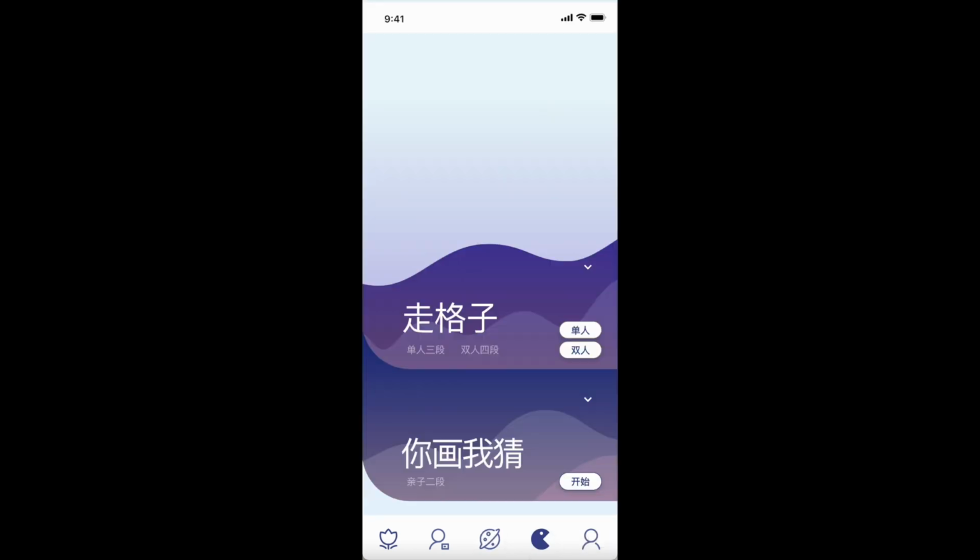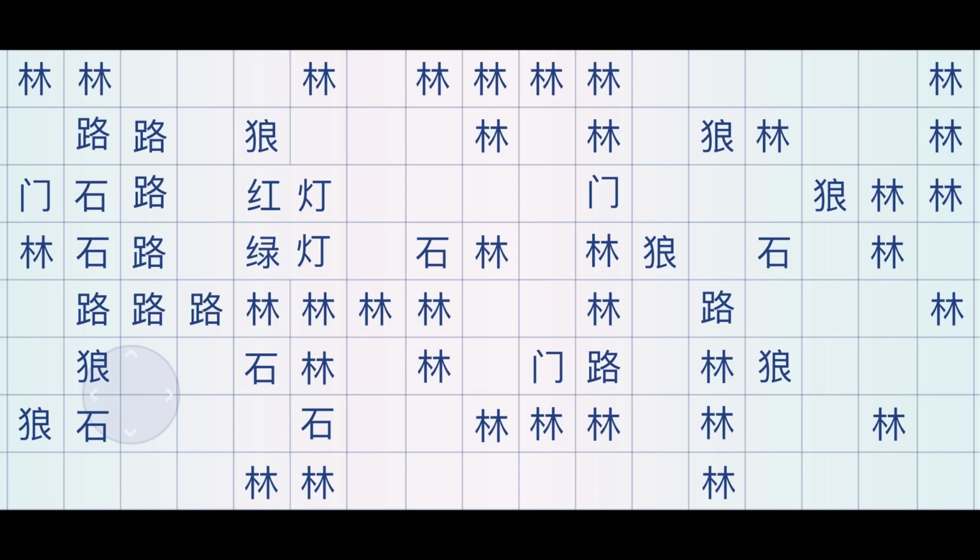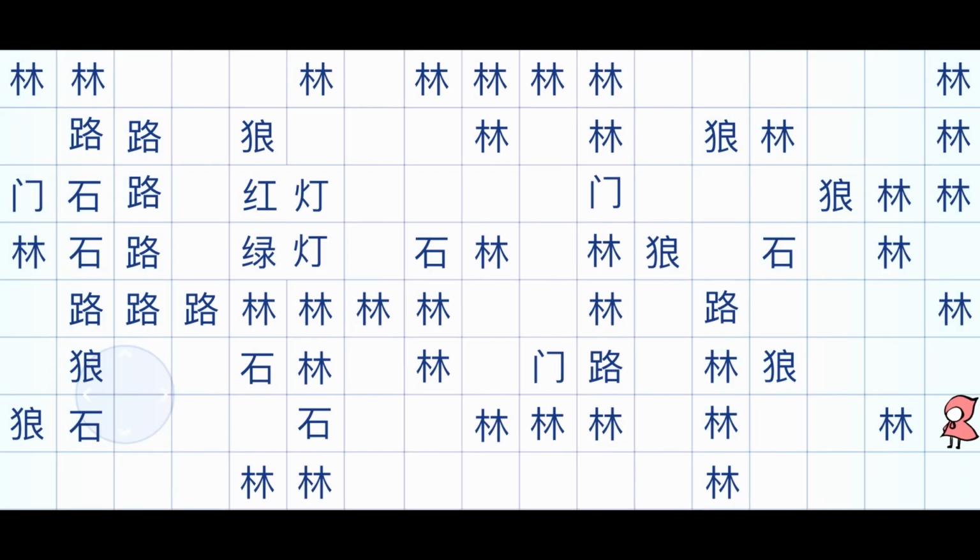The game section includes 2 mini-games, Grid Walk and You Draw I Guess. Grid Walk has 2 modes, single player and 2-player, with different levels determining the game difficulty. Grid Walk uses a grid as the base, marked with Chinese characters such as red light, green light, and wolf. Children need to control the character to walk in the correct direction and reach the destination in the shortest time. Chinese characters like forest and stone are impassable, and encountering wolf is considered a game failure.